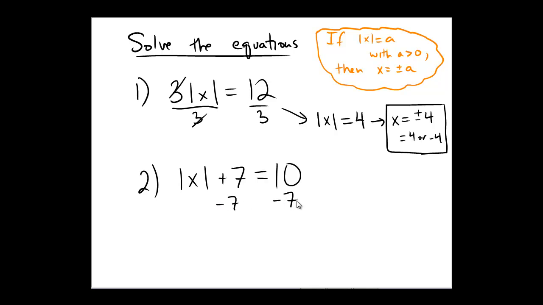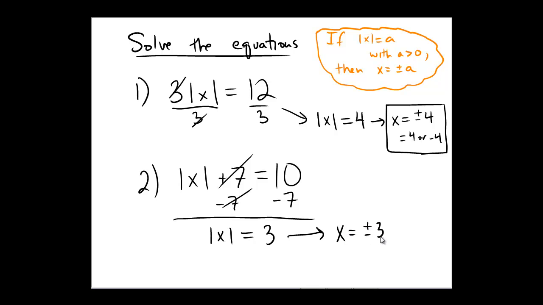of course here we would have to undo the adding of 7, which with its inverse operation would be subtraction by 7, yielding absolute value of x equals 10 minus 7, which is 3. Then, according to our boxed rule up above, we have absolute value of x equals 3. 3 is a positive number, so x equals plus or minus 3, or sometimes we'll say 3 or negative 3 if we wish to write them out separately.